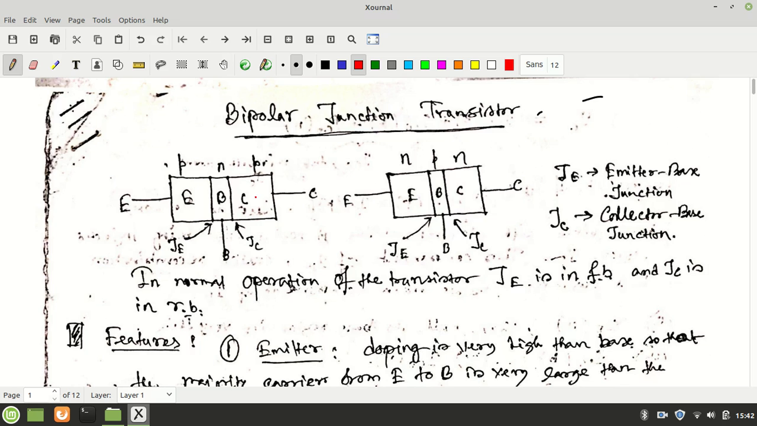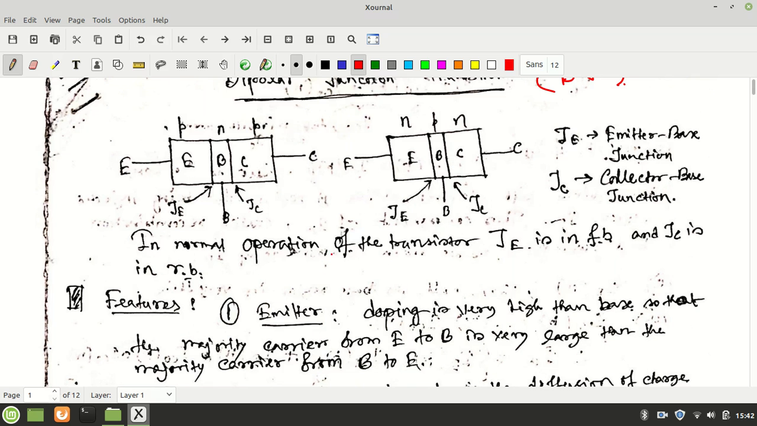Today I am going to talk on bipolar junction transistor. In short, it is called BJT. So what is a transistor? It is made up of three extrinsic semiconductors connected back to back, thus making two junctions. One is called emitter base junction and the other is called base collector junction.